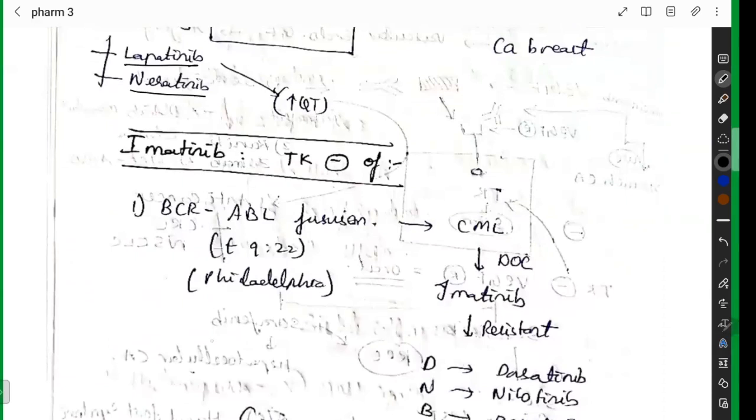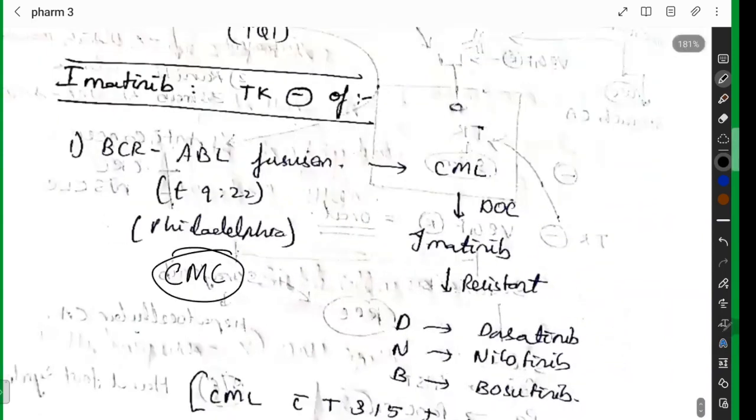Do you remember where will we have CML? In CML, we are going to have imatinib. Imatinib is going to help in BCR-ABL fusion inhibition. BCR-ABL fusion inhibition, you're going to have imatinib. So whenever there is a resistance of imatinib, then you go for the DNB drugs.